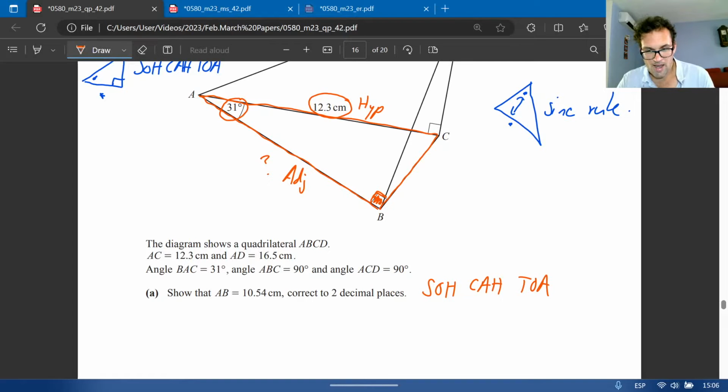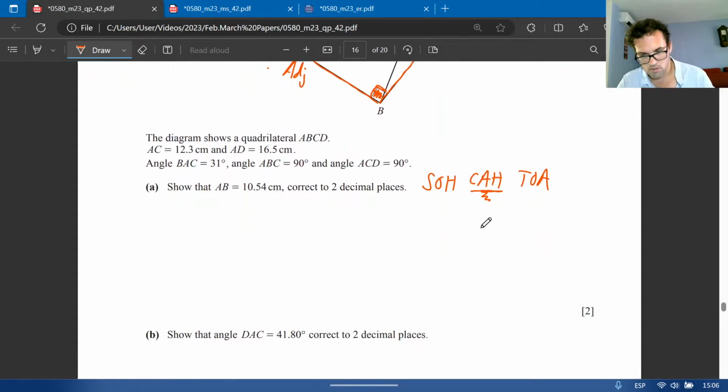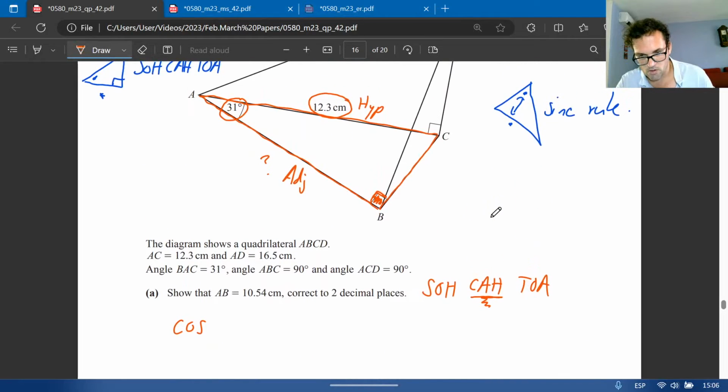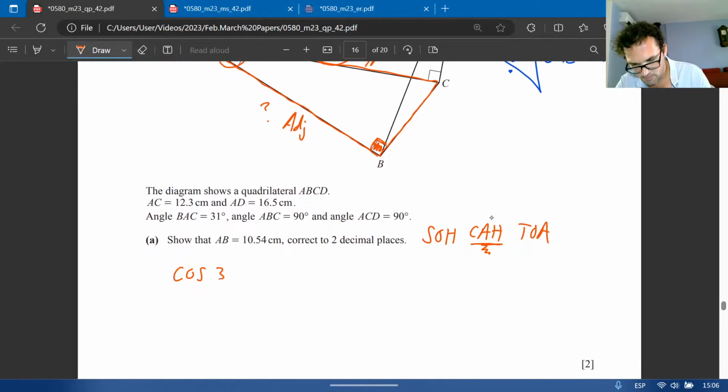So working with the hypotenuse and the adjacent, the A and the H, we know we're going to use cos. So we start by writing down cos. And after the trig ratio, always first comes the angle. So cos 31 degrees equals, A is third, that's the adjacent, that's the one we want to know. So we call that AB over the hypotenuse 12.3.